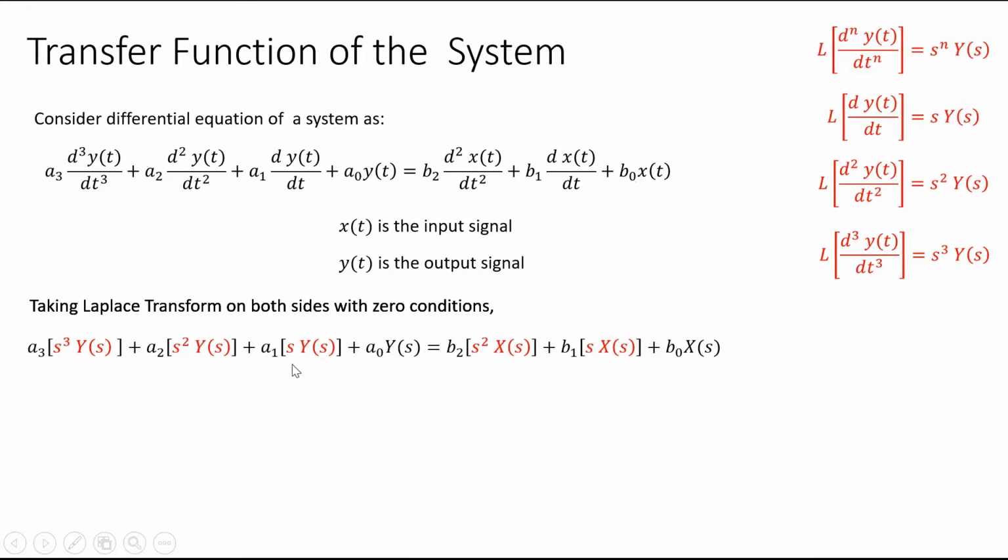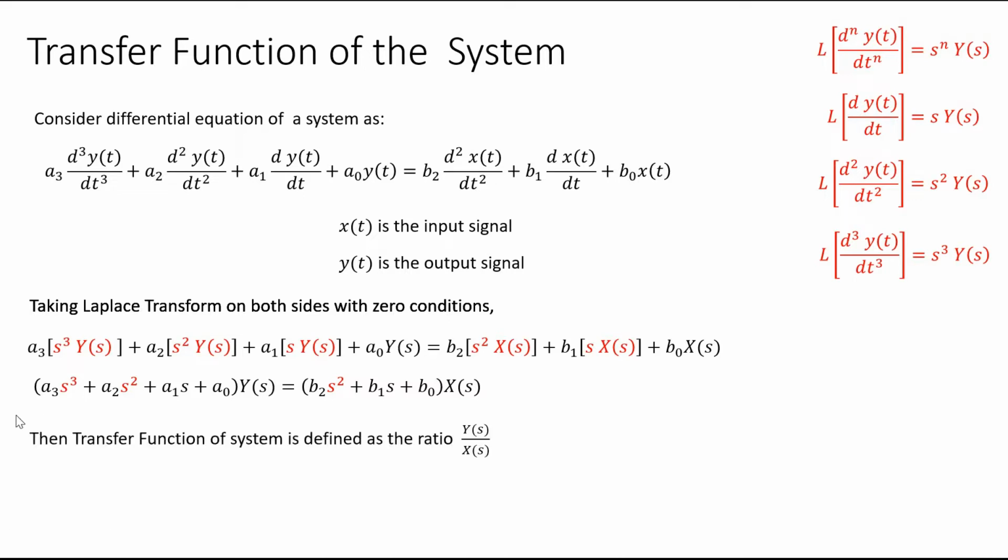So we can take y of s common here and x of s common here, so it becomes like this. Then the transfer function is defined as the ratio of y of s to x of s, meaning the ratio of the Laplace transform of the output to the Laplace transform of the input. Y of s is the Laplace transform of the output signal and x of s is the Laplace transform of the input signal. So the transfer function is the ratio of the Laplace of the output signal to the Laplace of the input signal.